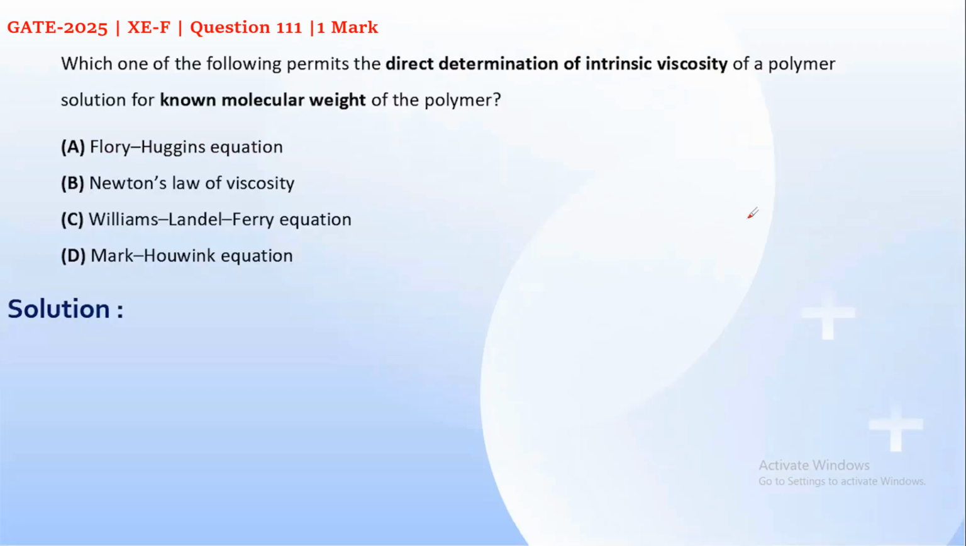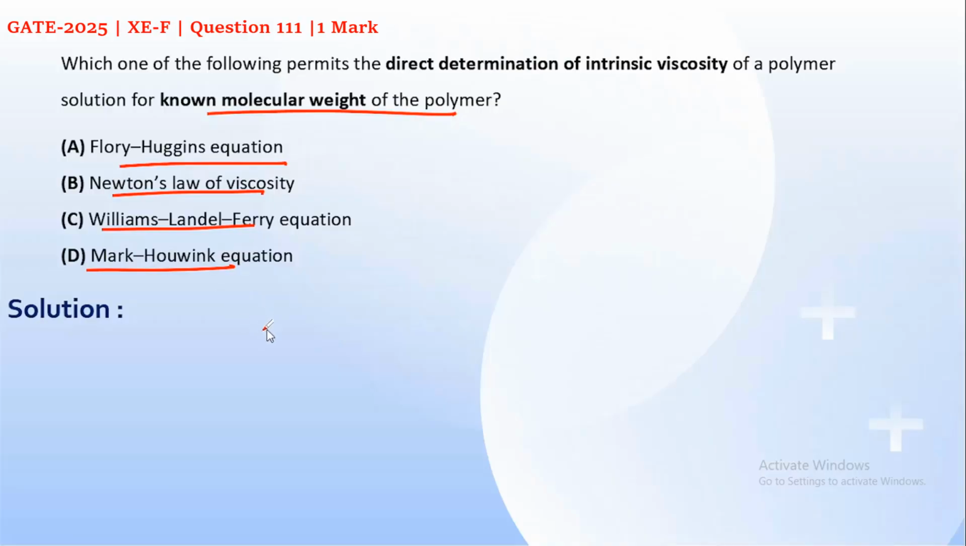This question was asked for 1 mark. Which one of the following permits the direct determination of intrinsic viscosity of a polymer solution for a known molecular weight of the polymer? And options are Flory-Huggins equation, Newton's law of viscosity, William-Landel-Ferry equation, that is WLF equation, and Mark-Houwink equation. So let's see the significance of each option.